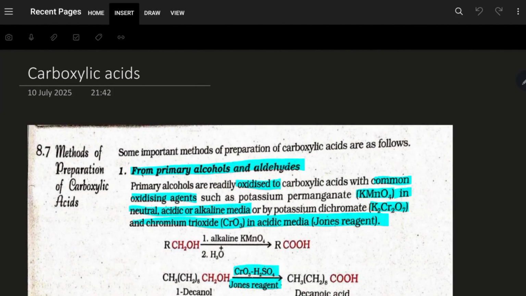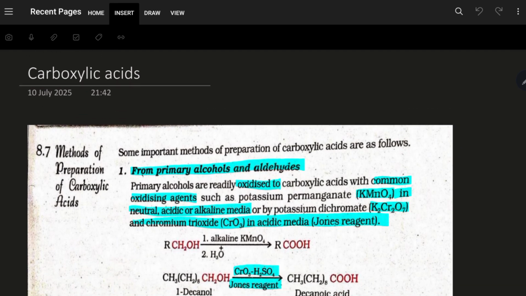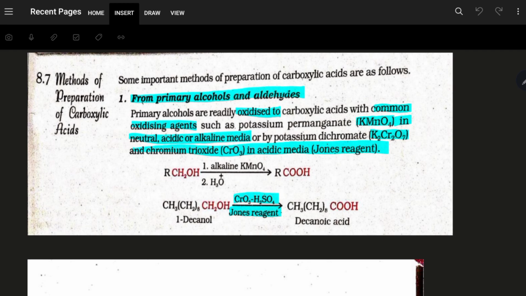Hello everyone. Today's discussion is on methods of preparation of carboxylic acid. The nomenclature part of carboxylic acid is covered with the carbonyl parts, aldehydes and ketones. So starting with the preparation of carboxylic acid, let us see from primary alcohols and aldehydes. Carboxylic acid can be prepared from primary alcohols by the method of oxidation.